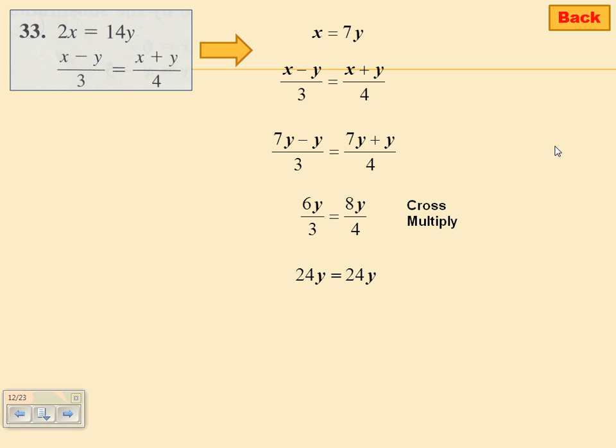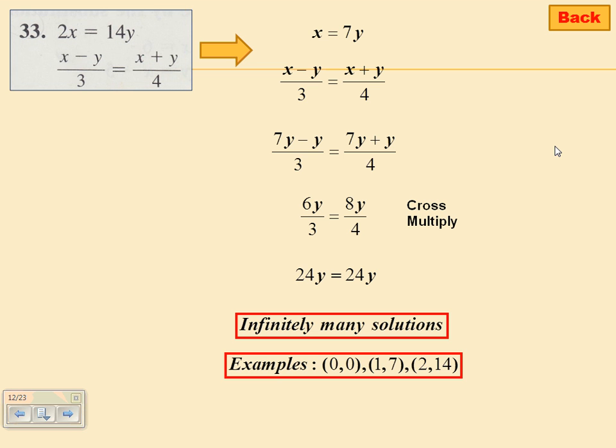When we get the same thing on both sides of the equal sign, what do we say? We can either say all real solutions or infinitely many solutions. Some examples that you could put in for x and y are (0, 0), (7, 1), (14, 2), and so on and so forth.